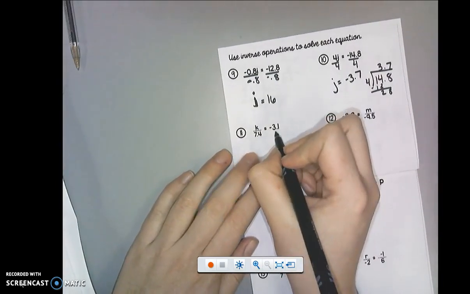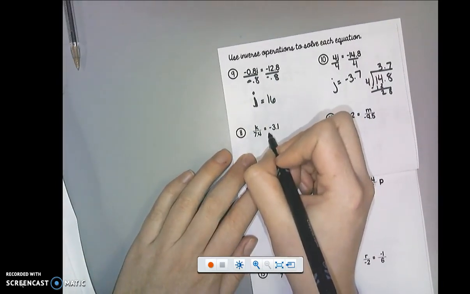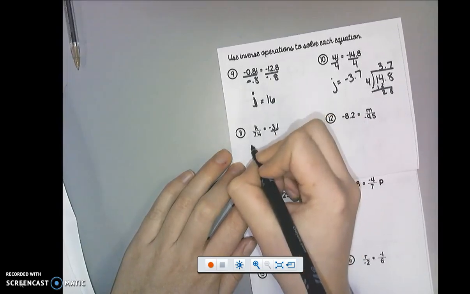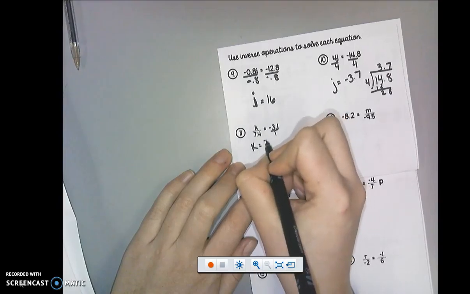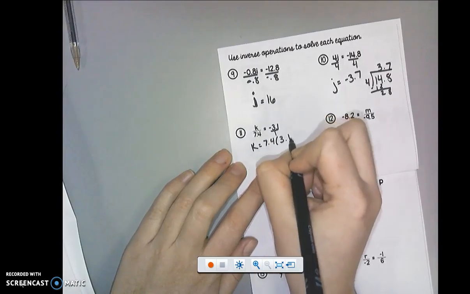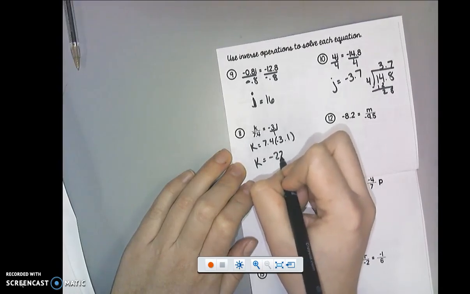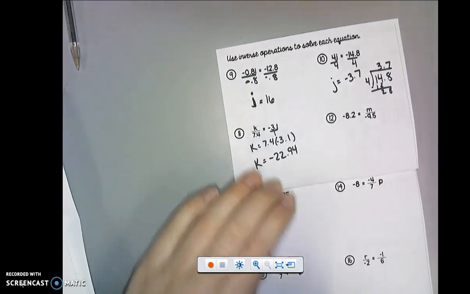Next setup, I like to think about these, you can think about them as proportions. You can put this over 1, so k times 1, so that'd be k, equals 7 4/10 times 3 1/10, and that needs to be negative. So k should equal negative 22 94/100.